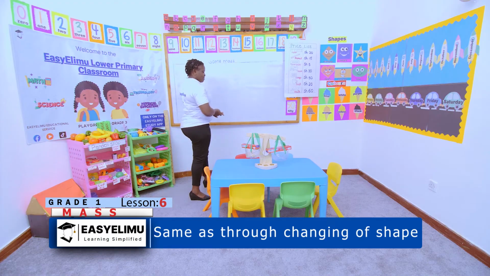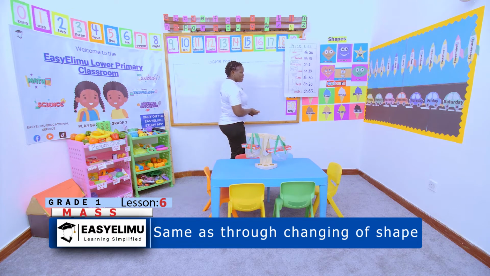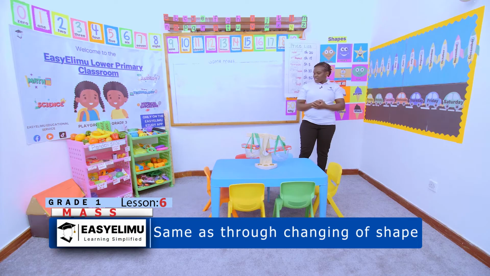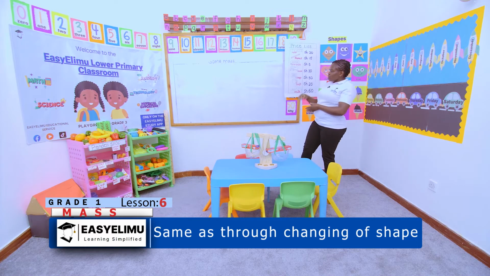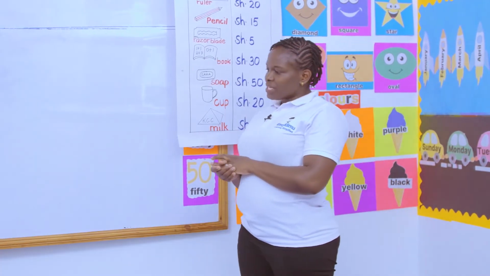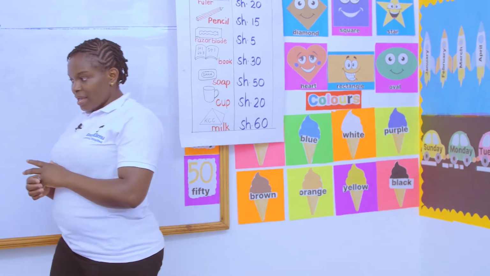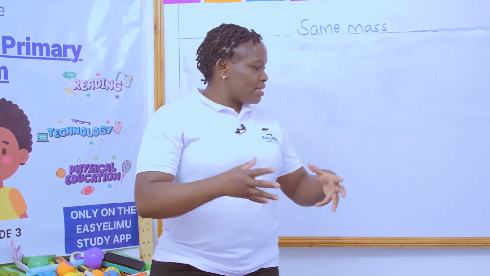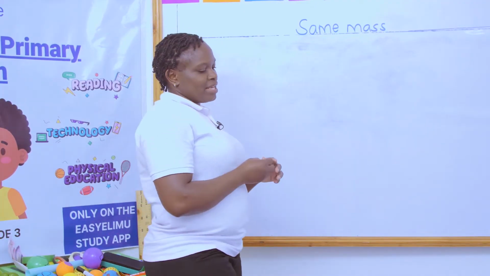We've been talking about mass, and we said, what is mass? First, we talked about to measure, and we said to measure is to find a unit that represents something. And after that, we talked about mass. And we said mass is how heavy something is.